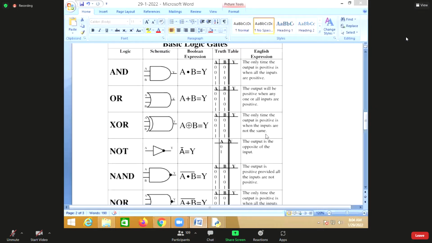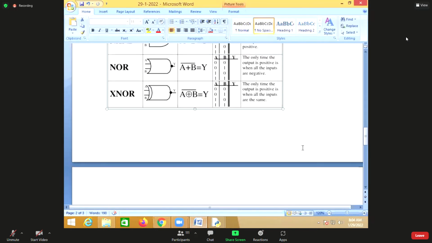When the inputs are not the same, it means 0, 0 is 0 and 1, 1 is also 0. But 0, 1 is 1 and 1, 0 is 1. So the output is the opposite of the input: 0 means 1, 1 means 0, like that.